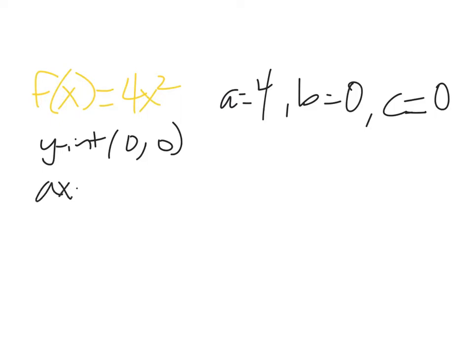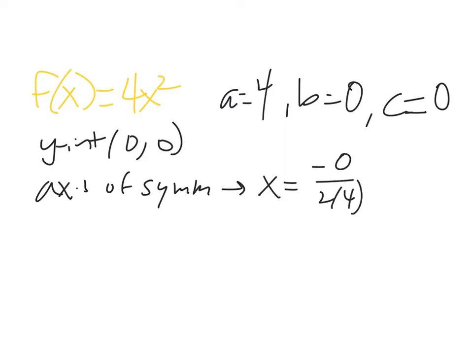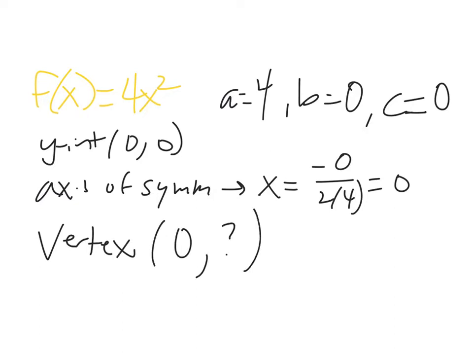When I look for my axis of symmetry, this is going to be x equals negative b over 2a, which is what? 4. Just kidding, I don't know. That is also 0. So here's what I've got going on right now. The vertex is going to be 0, something. Well, we already know what the point is because the vertex and the y-intercept are actually the same point. If I plug 0 in for x, like we did before, all of this is going to equal 0.